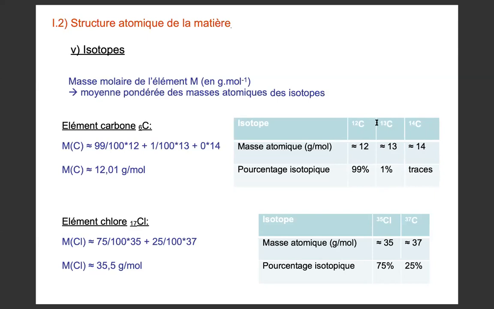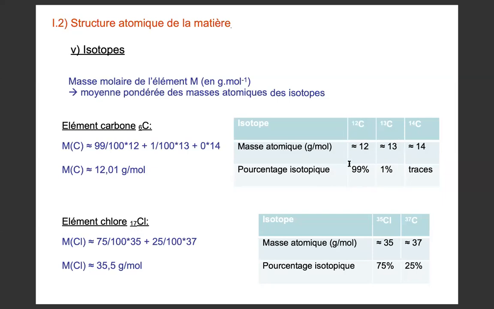Because elements in nature exist as different isotopes, we are supposed to calculate their relative abundances as they occur in nature. So the carbon-12 atom has a percentage isotopic abundance of 99%. Then carbon-13 has 1%. Then carbon-14 has traces, which is almost nothing.